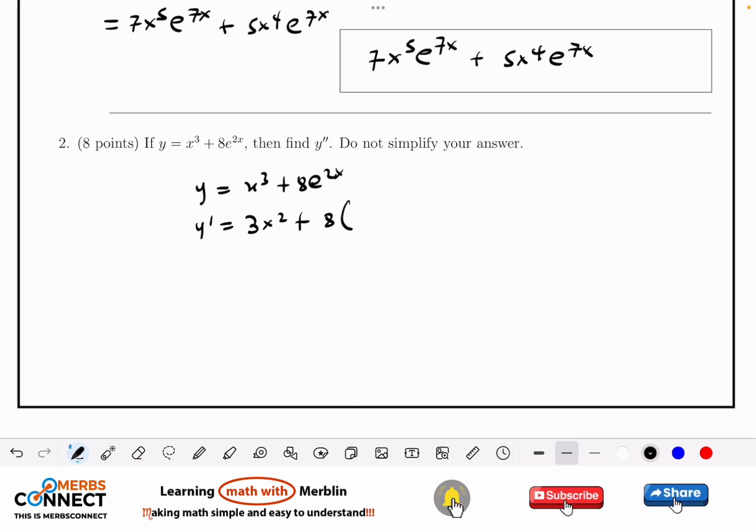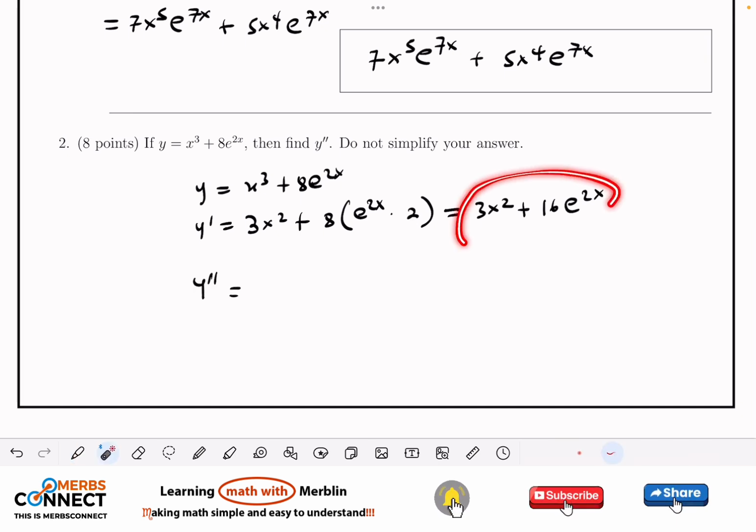When I differentiate e to the power 2x, what am I going to get? E to the power 2x times, then I'll differentiate what is on the top. I'll write it straight. So we are going to have 2, right? And then when I simplify, I'm going to have 3x squared plus 16 e to the power 2x, right? So I maintain this function and differentiate what is on the top, which is giving us 2. Then now what is y prime prime?